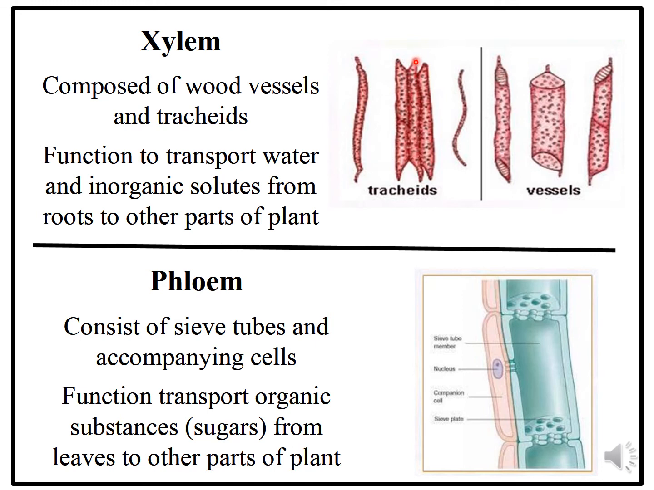The second part of vascular bundles or vascular tissue is the living part, which is called the phloem. And the phloem consists of sieve tubes and accompanying cells. Sieve tubes are like tubes in the plant, and the accompanying cells just support the sieve tube cells. And the function of phloem is to transport the sugars from the leaves to the other parts of the plant. So vascular bundles or vascular tissue consist of dead xylem cells and living phloem cells.